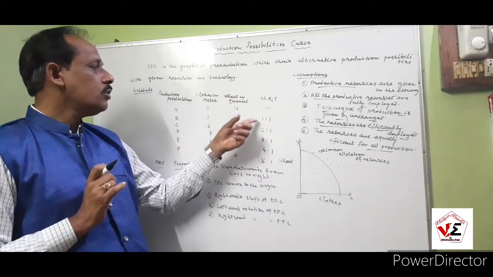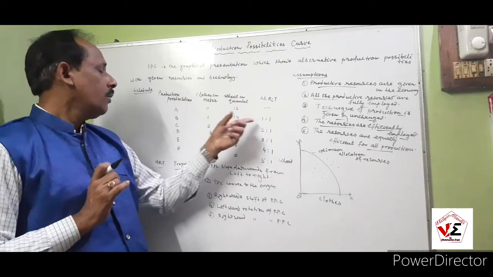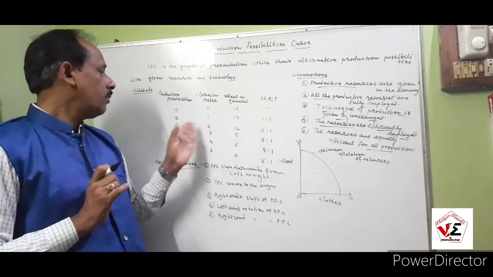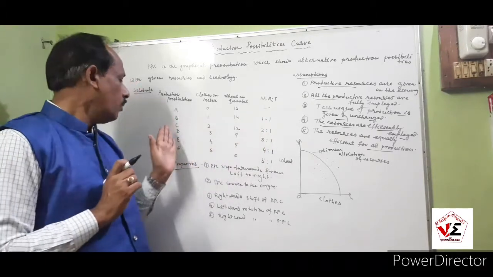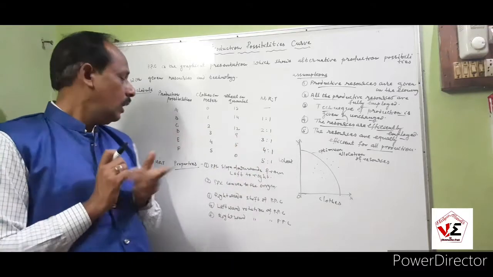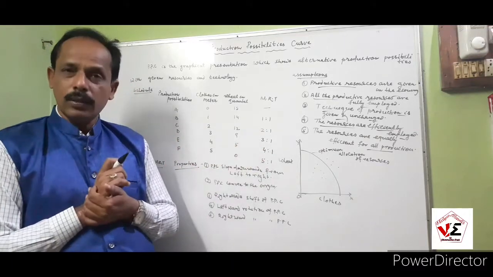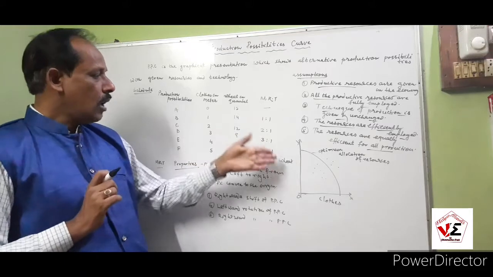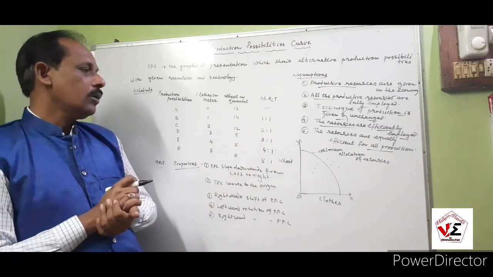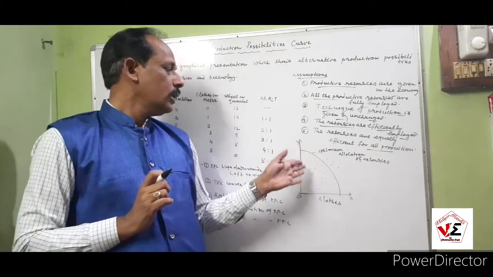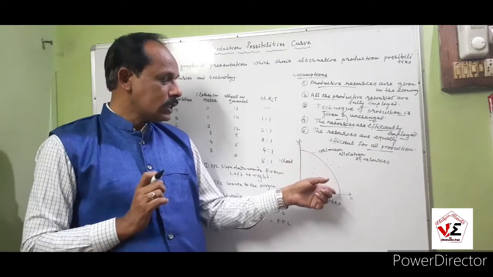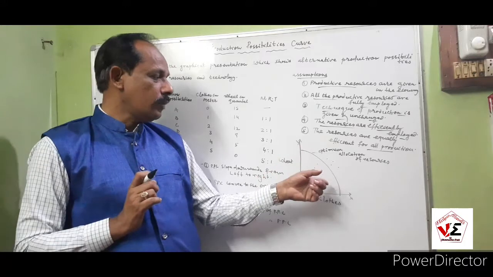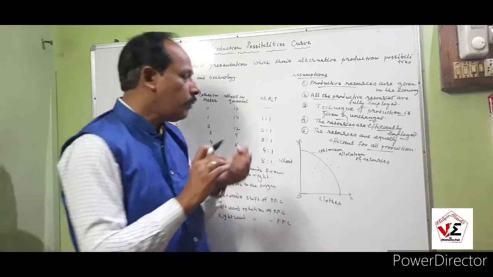The MRT ratio here you see: for the B combination 1:1, for the C combination 2:1, for the D combination 3:1, for the E combination 4:1, and for the F combination 5:1. Now if we plot this on graph paper, we see the graph becomes concave to the origin. The PPC curve becomes concave to the origin.